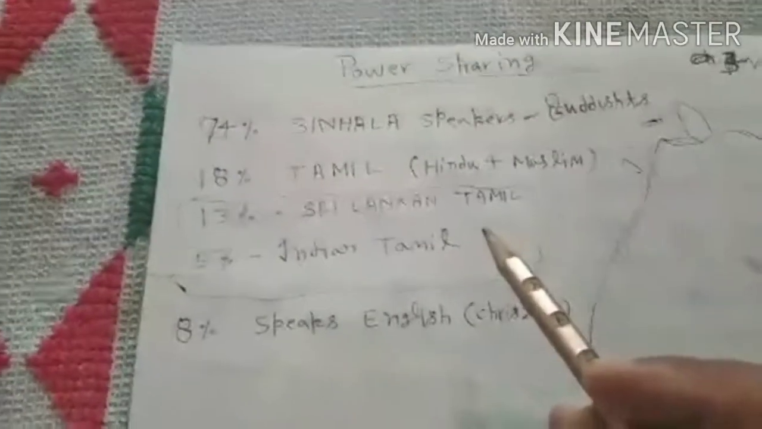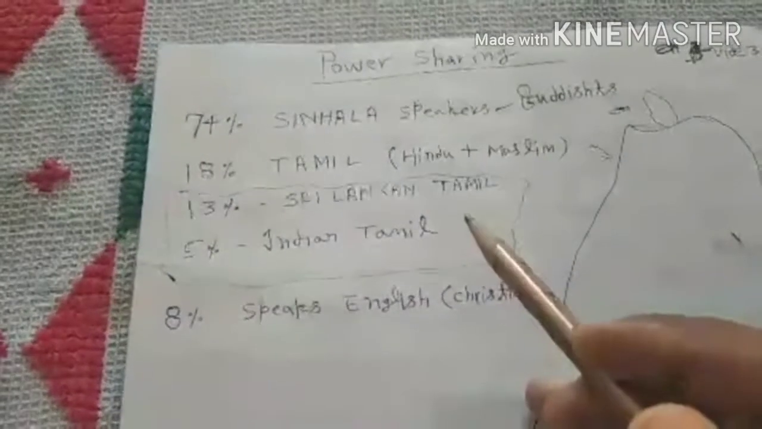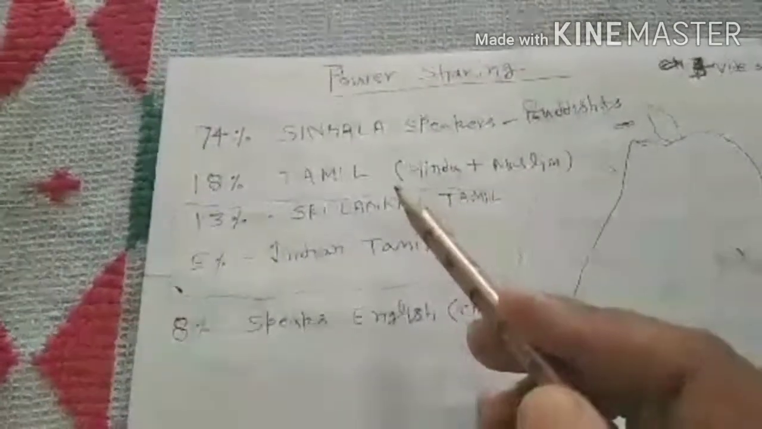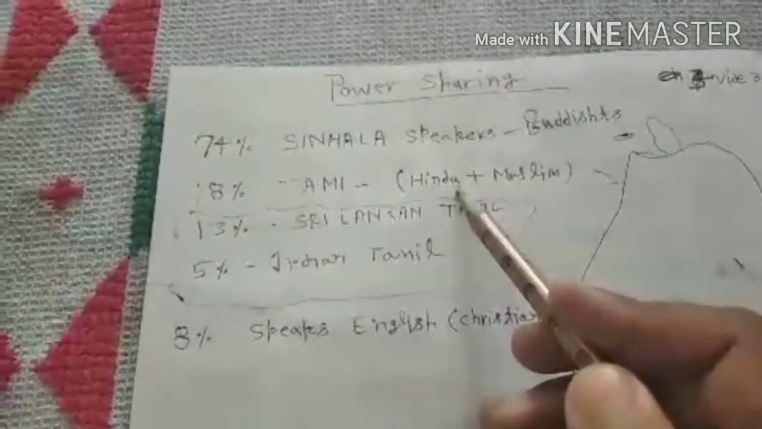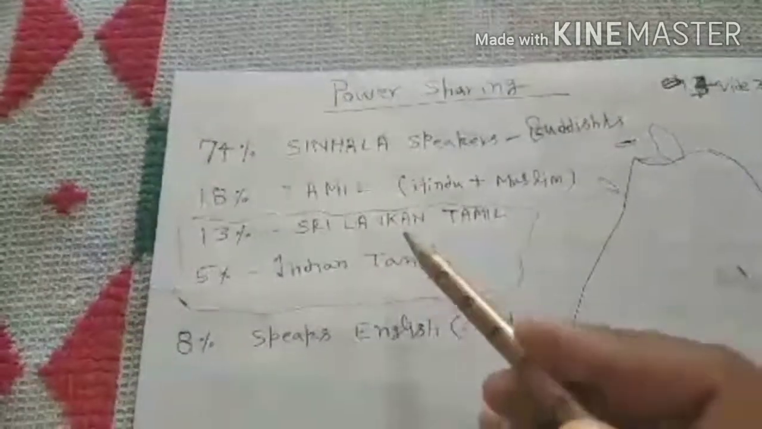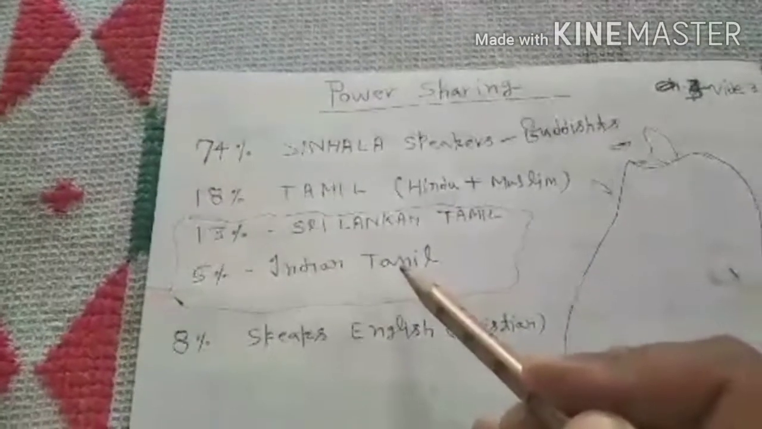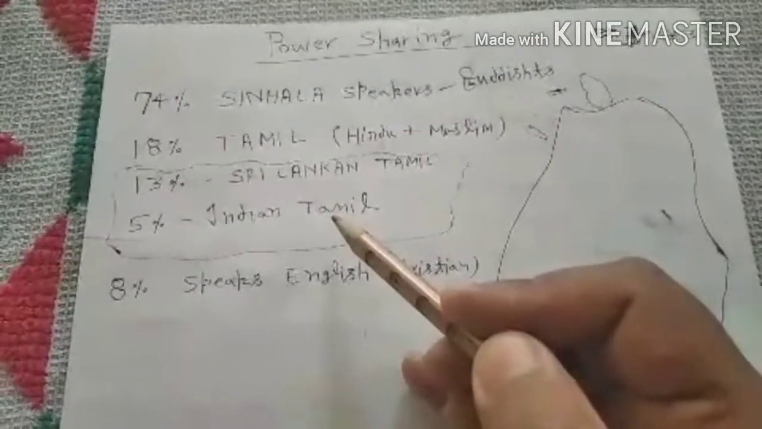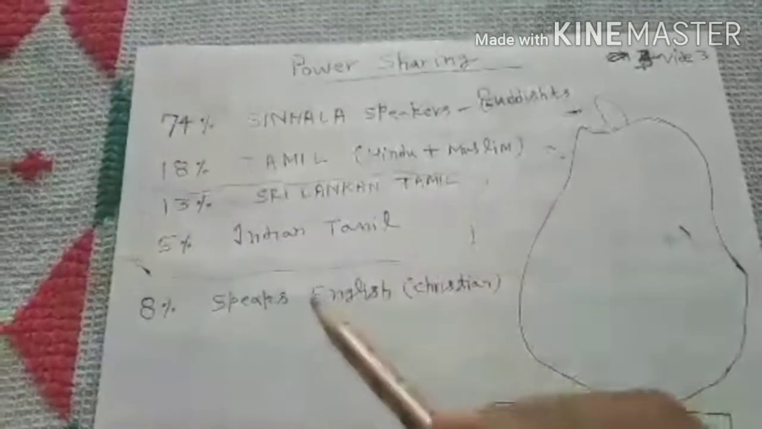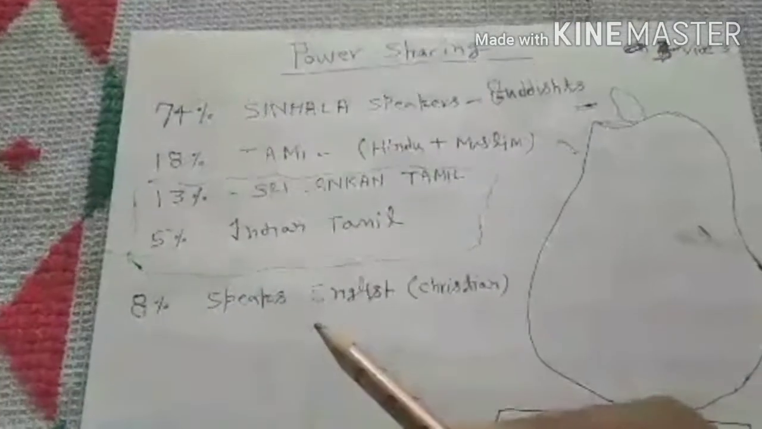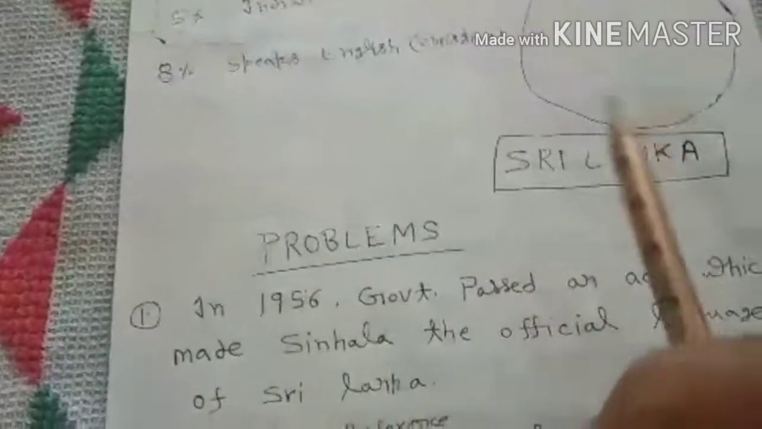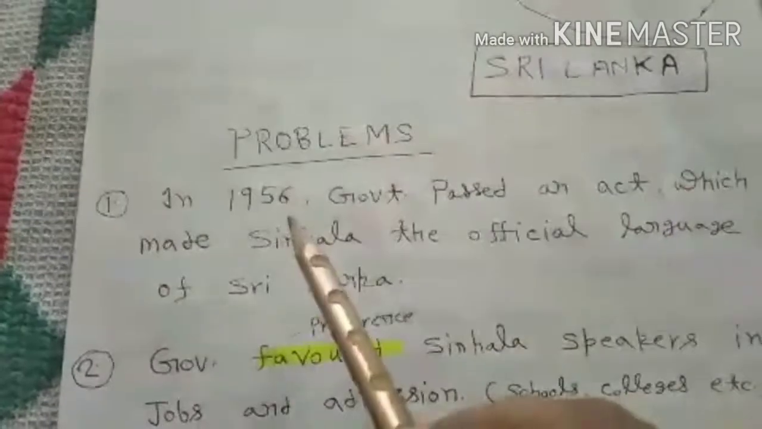So in Sri Lanka, 74% of people speak Sinhala. Their religion is Buddhist. 18% of people speak Tamil. Their religion is Hindu and Muslim. And in these 18%, 13% are Sri Lankan Tamil and 5% are Indian Tamil. The Indian Tamils are those who migrated from India to Sri Lanka during the colonial time, the time of the Britishers. And the rest, 8% of people, speak English. They are Christian. Because of that the problem arises, because the Sinhala are in majority.